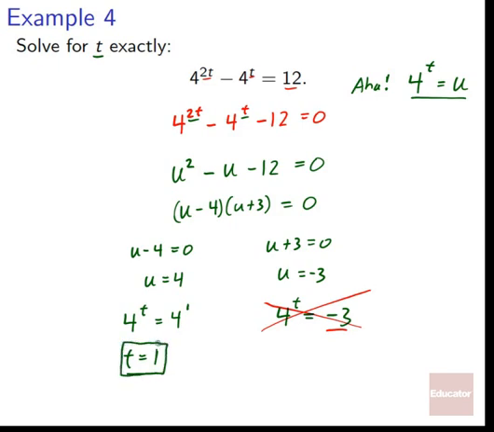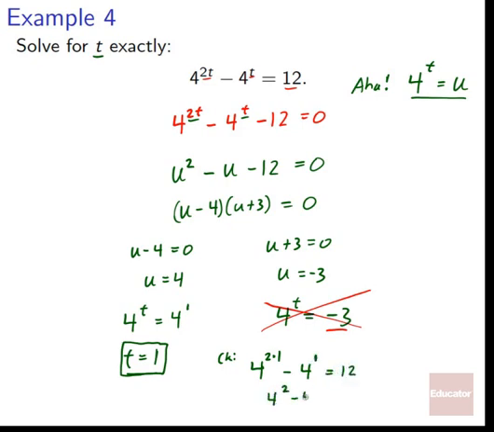It seemed like we were going to get this answer, but then we realized, oh, that's not possible. If we want to check it out, we plug it in as a check. So 4 to the 2 times 1 minus 4 to the 1 equals 12.